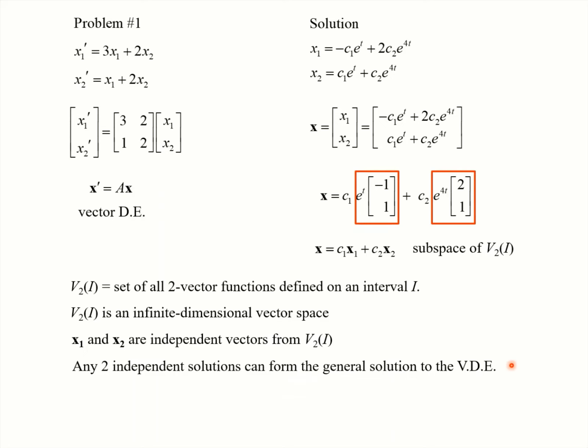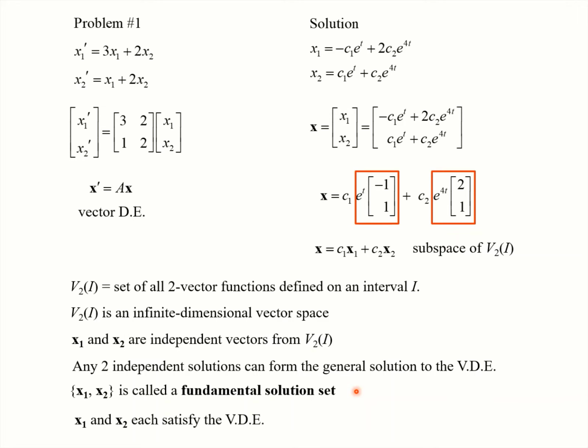Sometimes vector x1 and vector x2, if you put them in a set, is called the fundamental solution set. And in fact, this is important for our derivation on the next slide: those guys each satisfy the vector differential equation. So if you just put that red part right here into this vector differential equation, it would make it true. And if you just put this red part in, it would satisfy it. Or if you put any linear combination of those guys in, it satisfies our vector differential equation. So that's what that says.